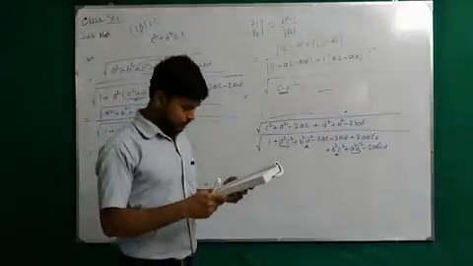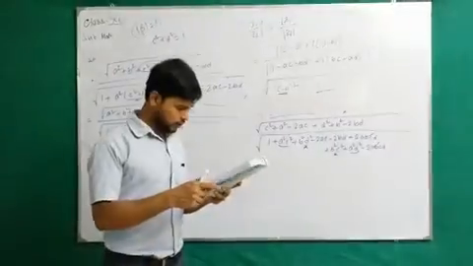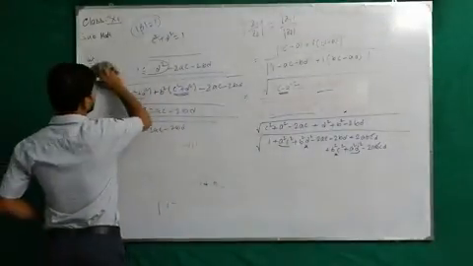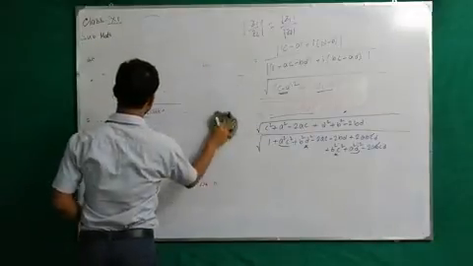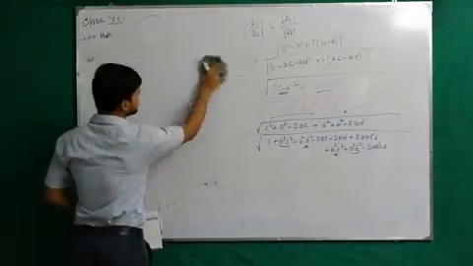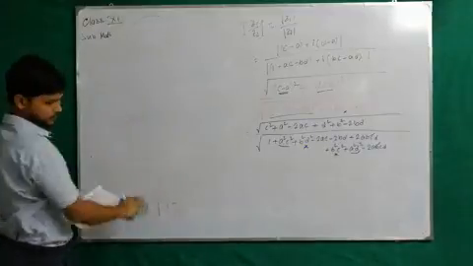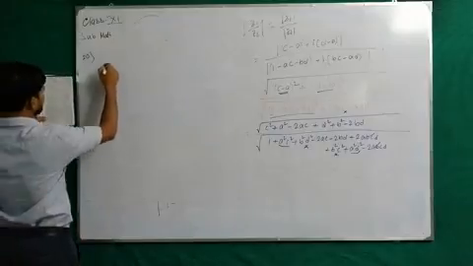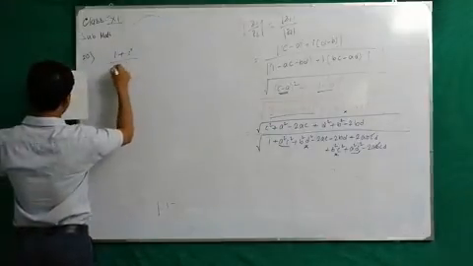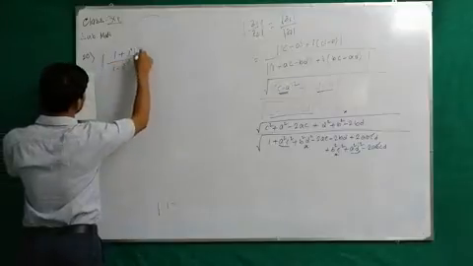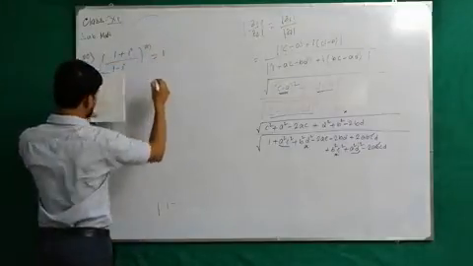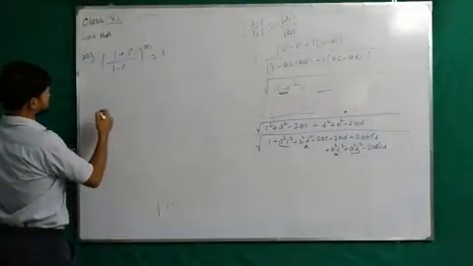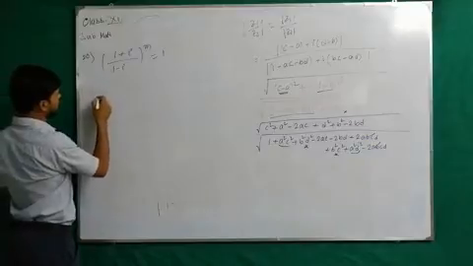Okay, now we'll do the last question of the exercise, that means question number 20, and this is the last question of this exercise also. Okay, so question number 20 is: if (1 plus i by 1 minus i) whole to the power n is equal to 1, then what is the least integral value of n? Okay, so we have to find the least integral value of n.